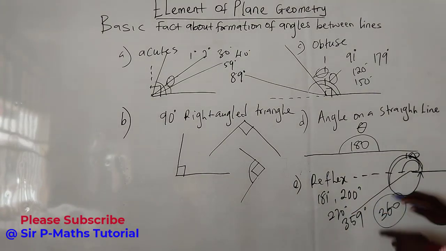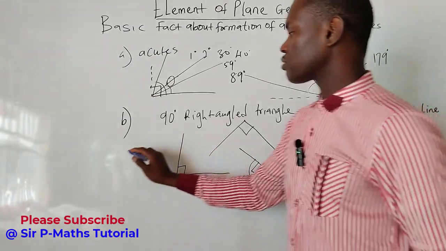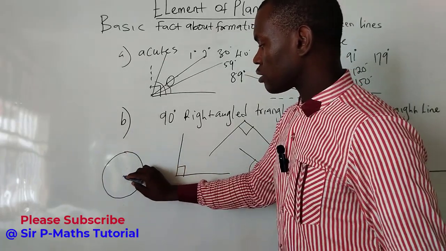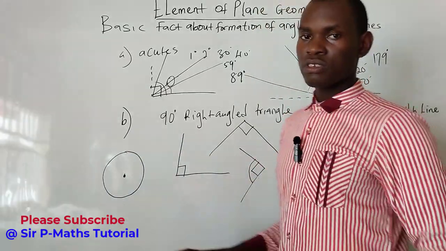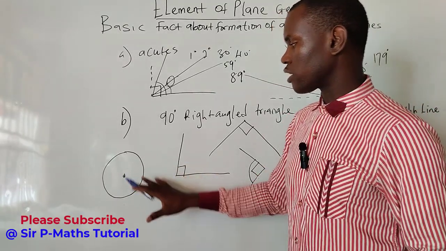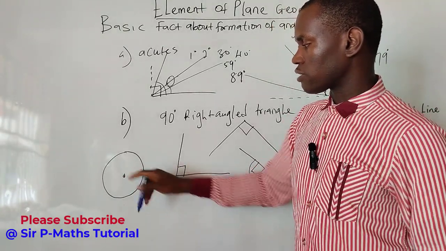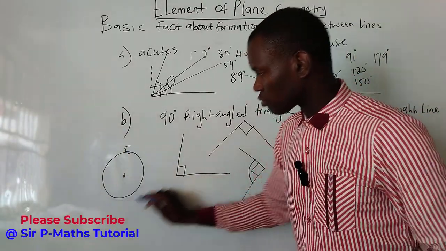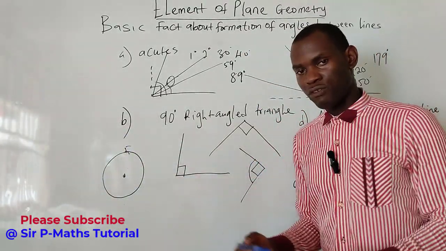So let's talk about 360 degrees. This is the angle formed in a complete circle. Once you move around a complete circle, the angle formed is called angle 360 degrees. So that's why we have the center of the circle as 360 degrees, because we have moved a complete circle like this. All right, I believe you have understood this.